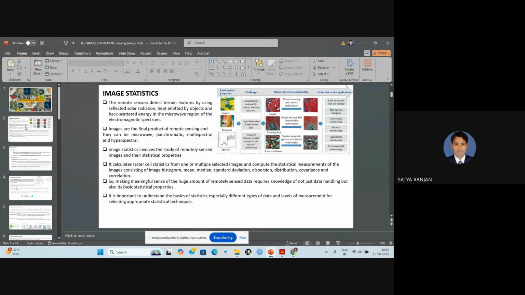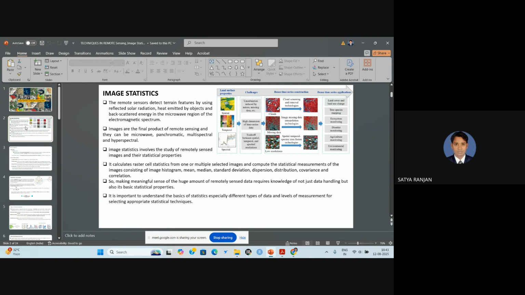for giving different outputs. Images are the final product of remote sensing, and they can be microwave, panchromatic, that is black and white image, multispectral, that is color image, or hyperspectral, where more than 100 bands are there. Image statistics involve the study of remotely sensed images and their statistical properties, that is, the statistical properties of the different pixels of the satellite image.